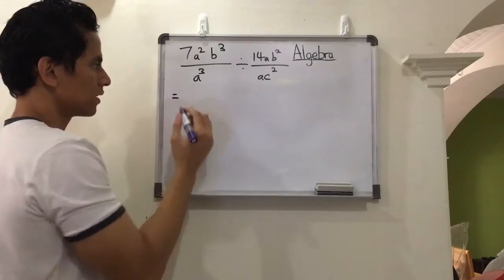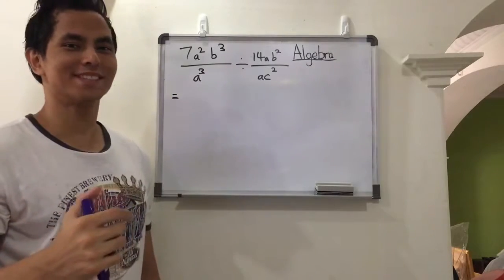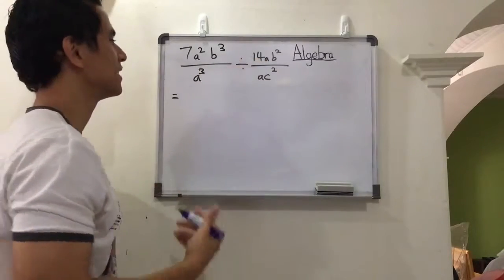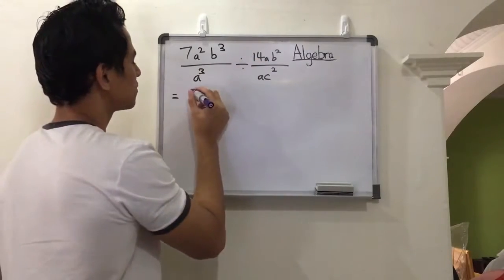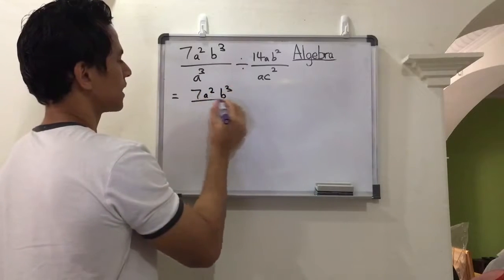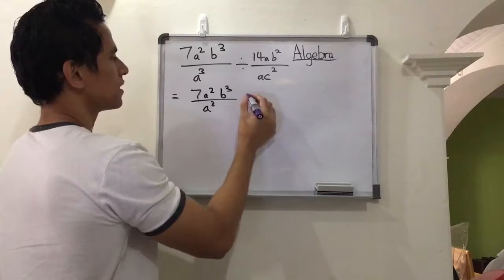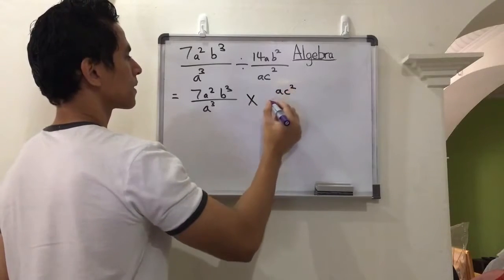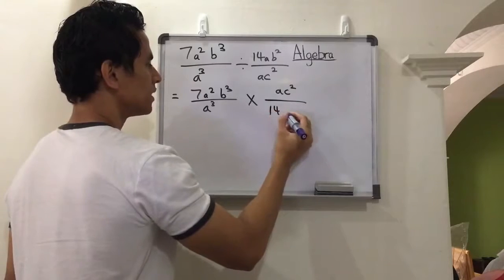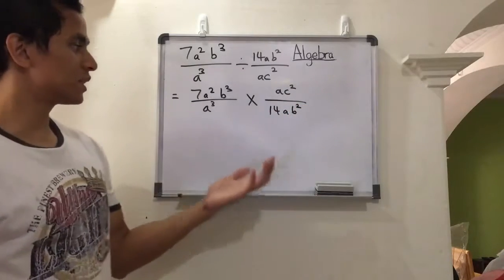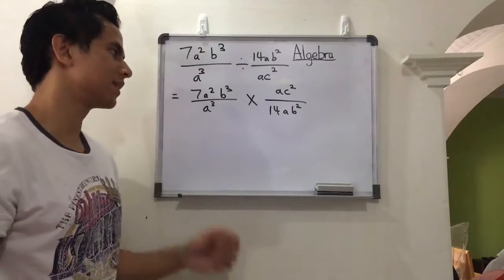So can you recall what's the first step always? Okay, the first step is always to flip the divide sign. So go ahead and do that. What are we left with? It becomes this multiplied by ac square over 14ab square. Once in this form, we can go ahead and start cancelling.